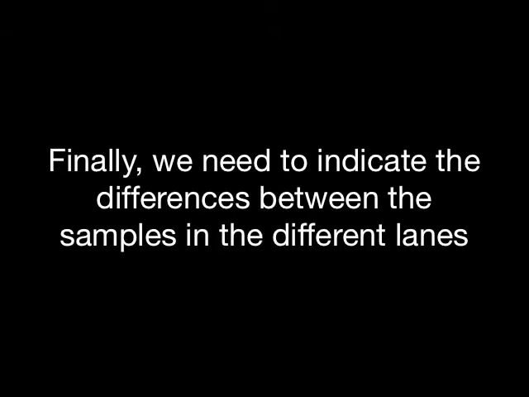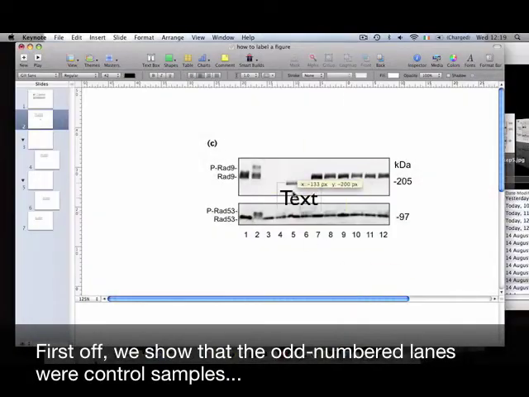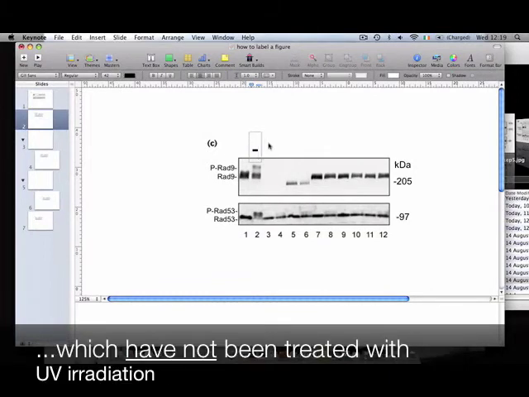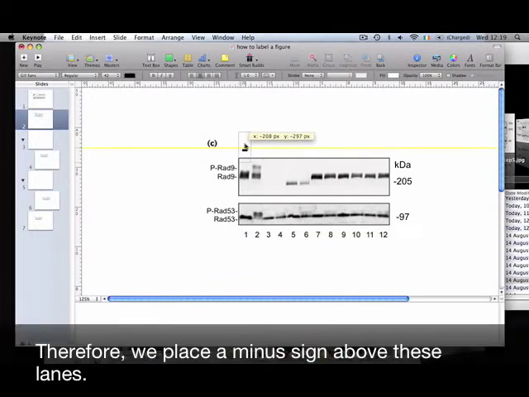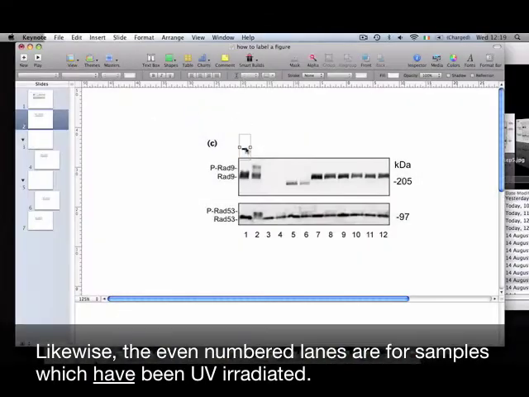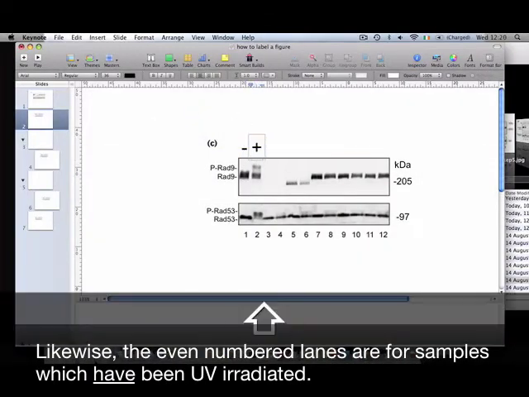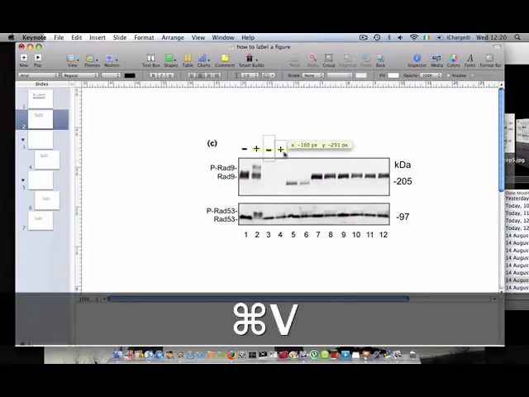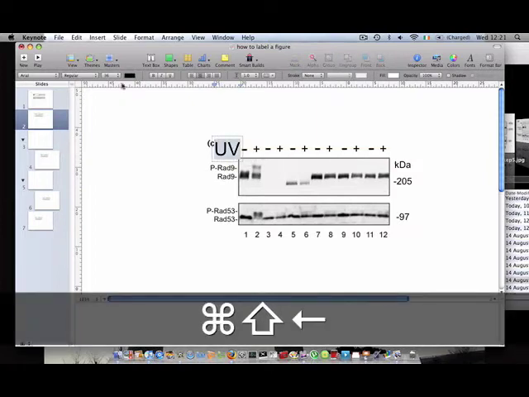Finally, we need to indicate the differences between the samples in the different lanes. First off, we show that the odd-numbered lanes were control samples which have not been treated with UV irradiation. Therefore, we place a minus sign above these lanes. Likewise, the even-numbered lanes are for samples which have been UV irradiated. We place a plus sign above those lanes. We also clearly label this row of symbols UV to indicate the nature of this treatment.